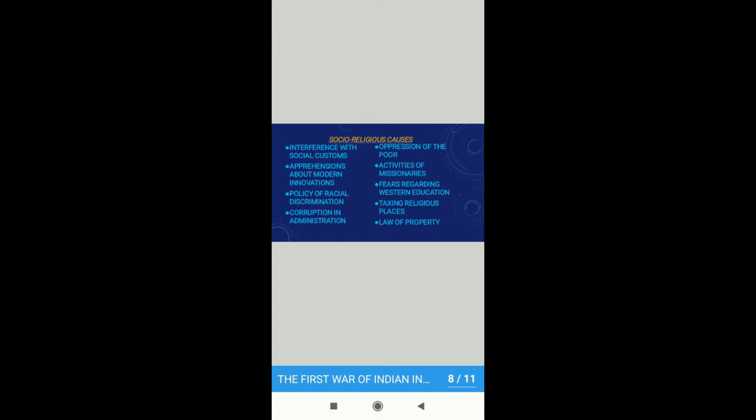Most of the British officers, especially police and petty officials of the British, were corrupt. The rich got away with crime, but the common man was looted, oppressed and tortured. These petty officials and police looted, oppressed and tortured the common man. So the common man had to face so many problems, and they revolted against the British.